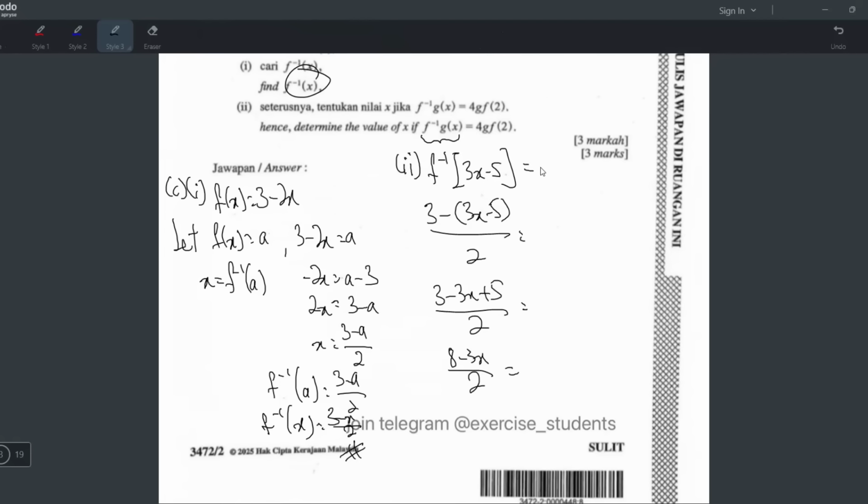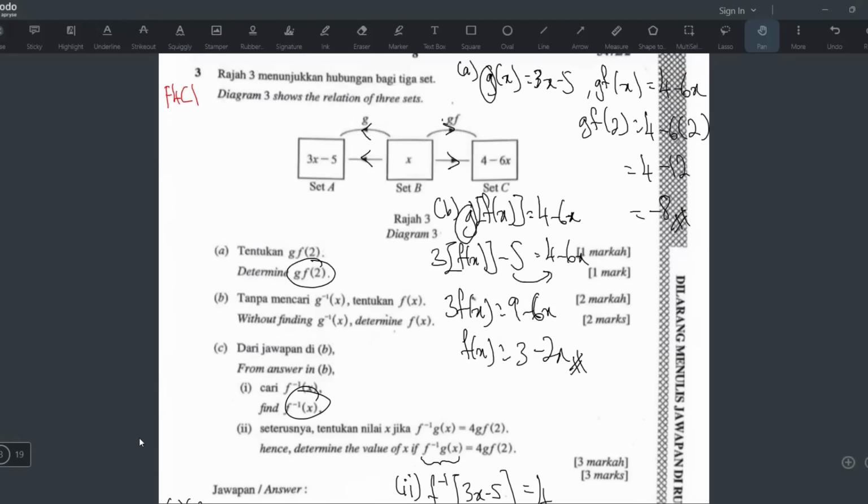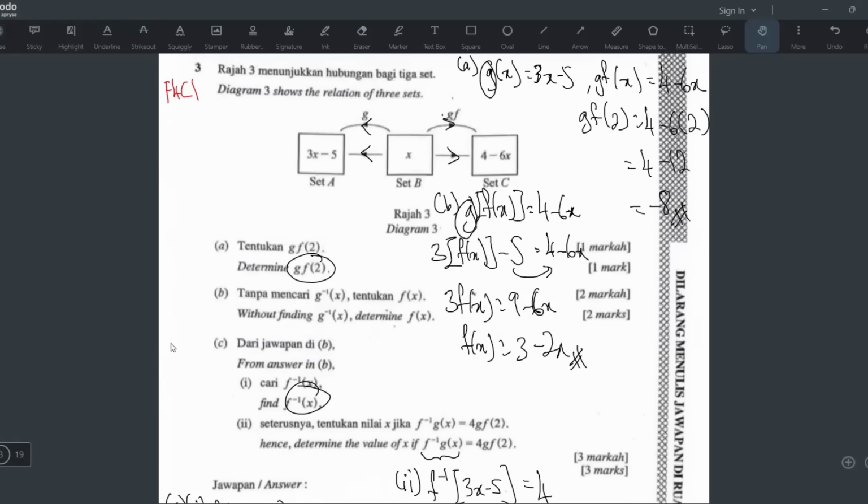The right hand side is 4 times gf2. But hold on, do I have gfx or gf2? Yes, because when you did part A just now, you already found out the gf2. And if you go back here, gf2 is negative 8. So you can just write 4 times negative 8. There's a 4, don't forget the 4. So 4 times negative 8 gives you negative 32. Here also negative 32.